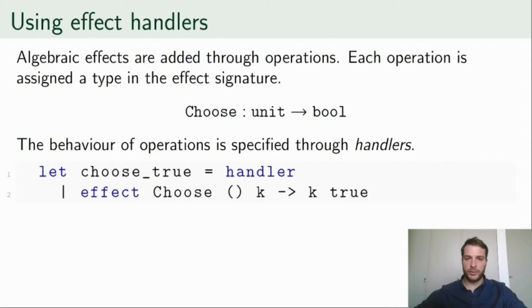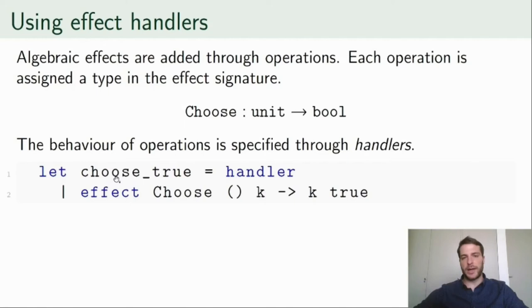In such a language, effects are modeled by operations, which are assigned types in the so-called effect signature. For instance, here we have an operation choose that represents a binary choice. It accepts a unit argument and returns a Boolean value. The operation itself is only a construct, and its behavior is specified by the handler that intercepts the operation call.